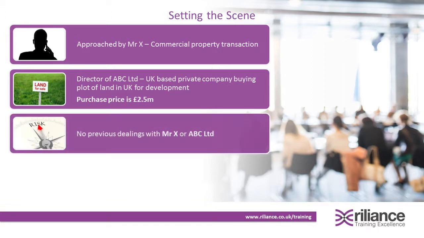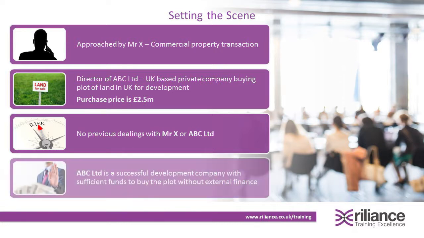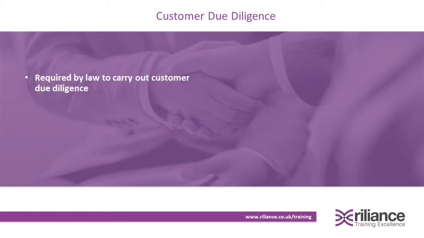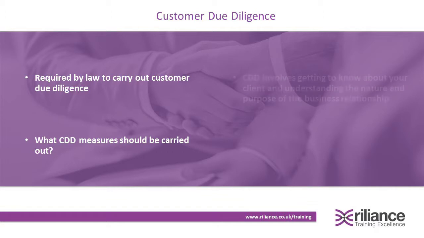You have not had any previous dealings with Mr. X or ABC Limited. Mr. X tells you that ABC Limited is a successful development company and it has sufficient funds to enable it to buy the plot without external finance. In the above circumstances, you are required by UK law to carry out what is called customer due diligence before entering into a business relationship with ABC Limited. So the question is, what CDD measures should be carried out before you formally agree to act?